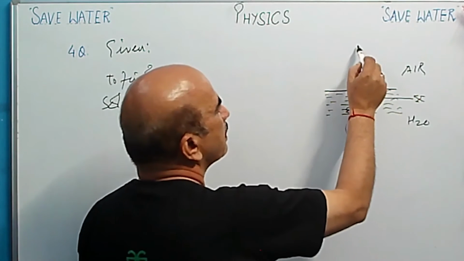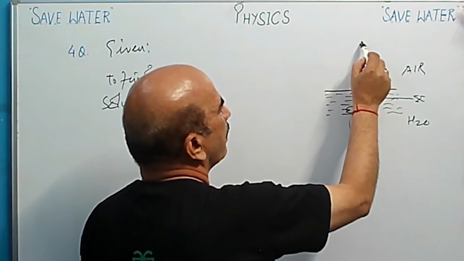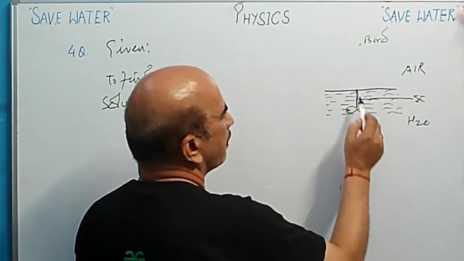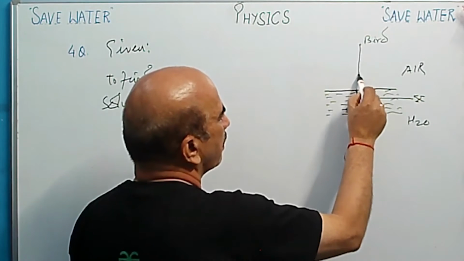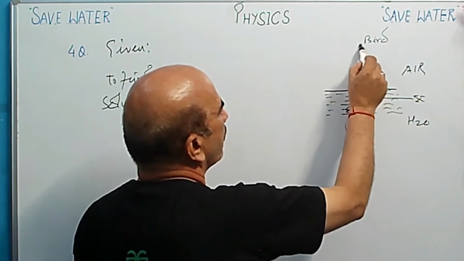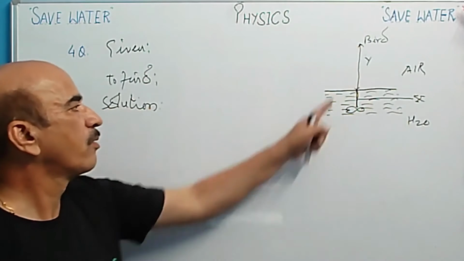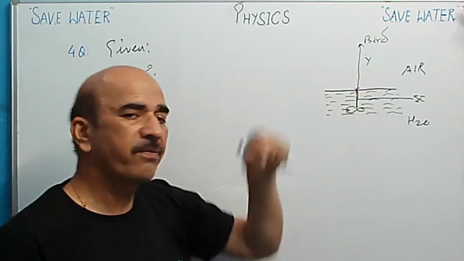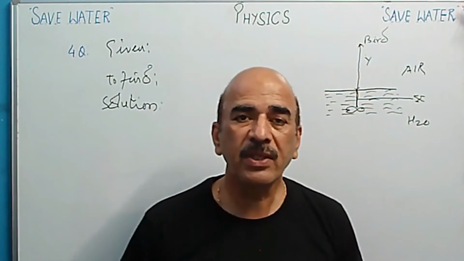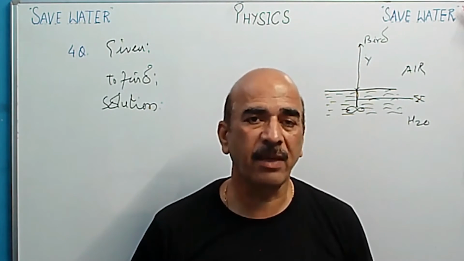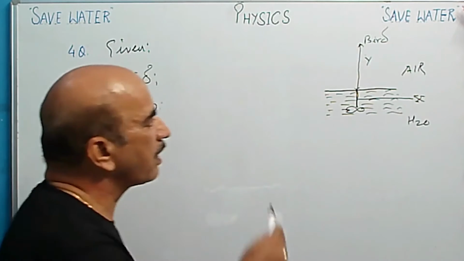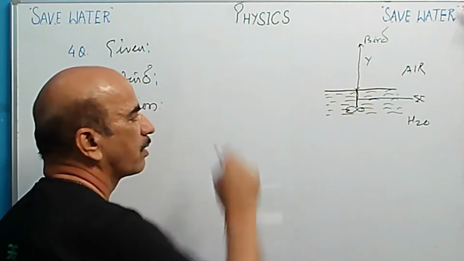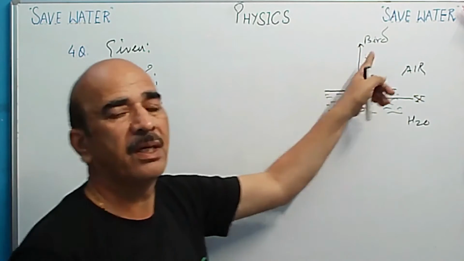Okay. Now bird is there. Bird is at height y. Here is a bird, and this is the fish, and this height is given y. The bird is flying at the height y from the surface of water in the air. Now bird is watching the fish, thinking I want to eat it, and fish is watching the bird, thinking how to escape. Okay. So here we have to find what is the distance of the fish from the bird.